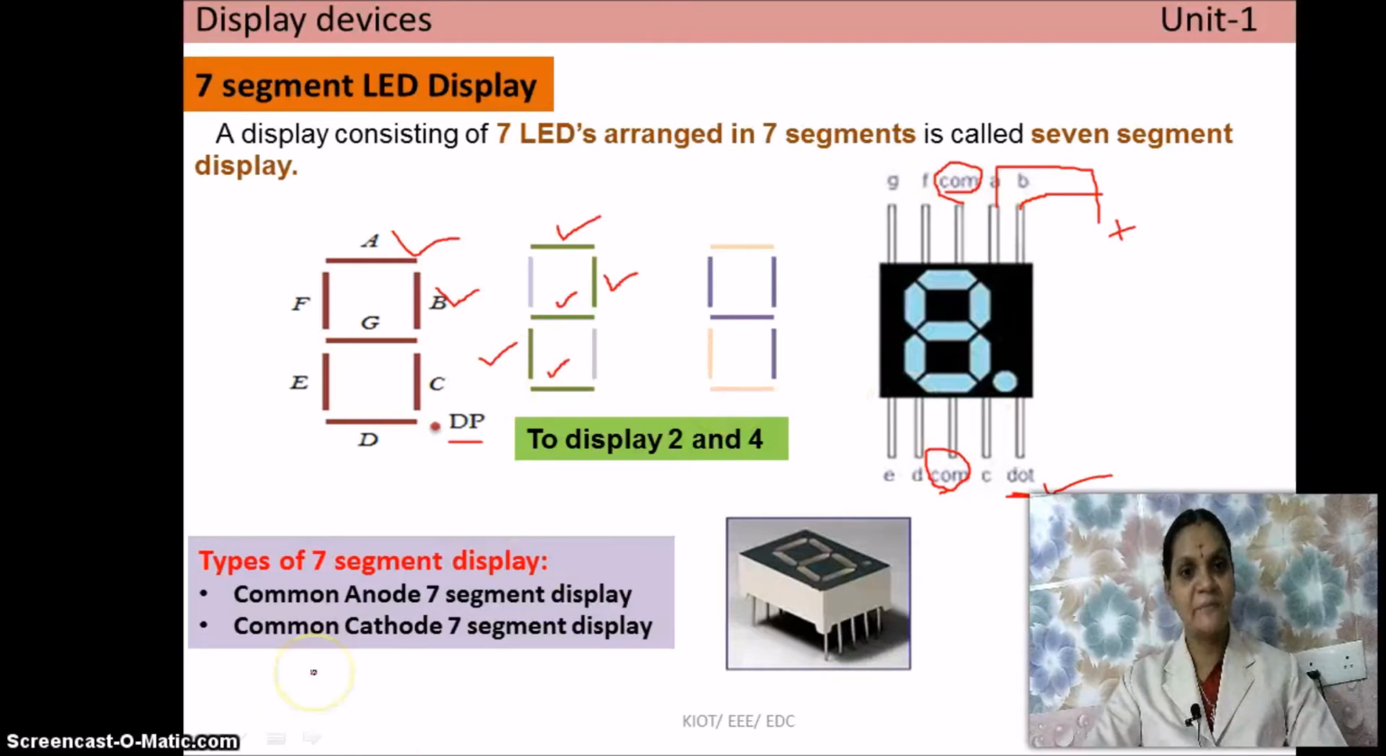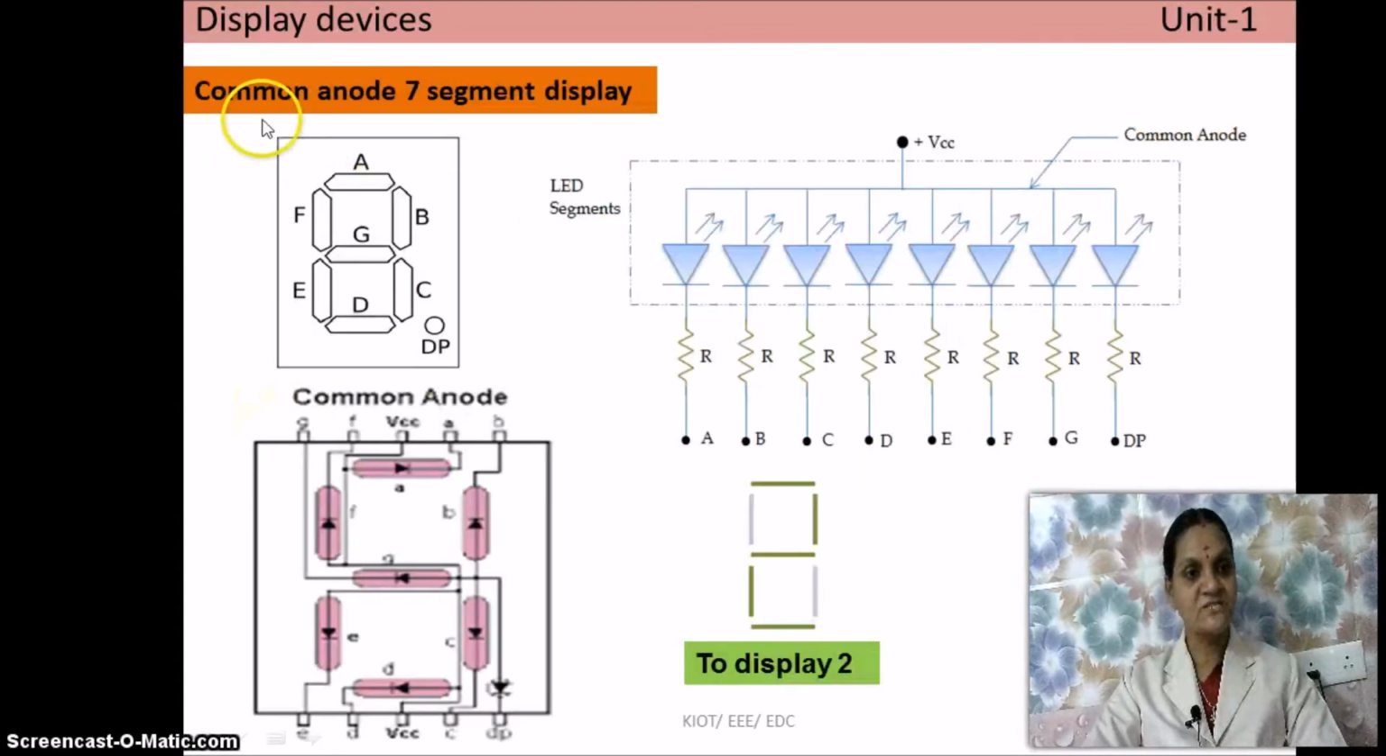So it can be classified into 2 types. One is the common anode and the other is the common cathode 7 segment LED display. First one is the common anode 7 segment display. Common anode. You know an LED normally has 2 terminals. One is anode and another one is cathode. 7 segment means it has 7 LEDs. See here 1, 2, 3, 4, 5, 6, 7.